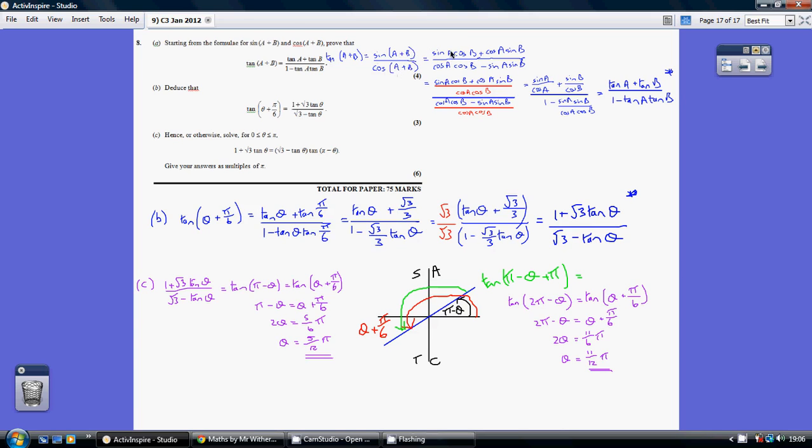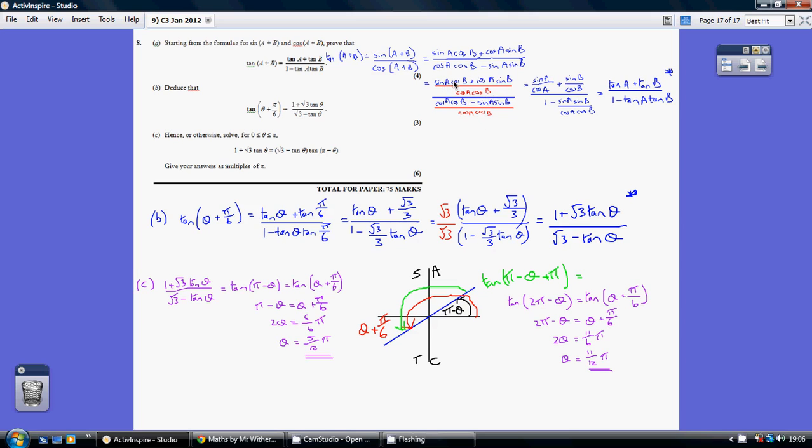Now one of the formulas we need to learn is that sin(A+B) is sin A cos B plus cos A sin B, and equally cos(A+B) is cos A cos B minus sin A sin B. Now if we choose to divide both the numerator and denominator by cos A cos B, we get this.